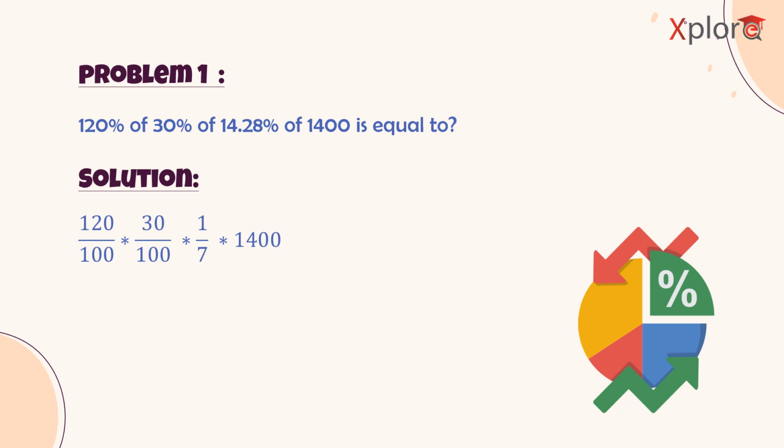So can I write 120% as 120 by 100 and 30% as 30 by 100 and 14.28% we already got to know that is 1 by 7 from the fraction method. So directly instead of taking 14.28, I am directly taking it as 1 by 7. So into 1400. So which is nothing but 12 into 3 into 2. So 72 is the answer.